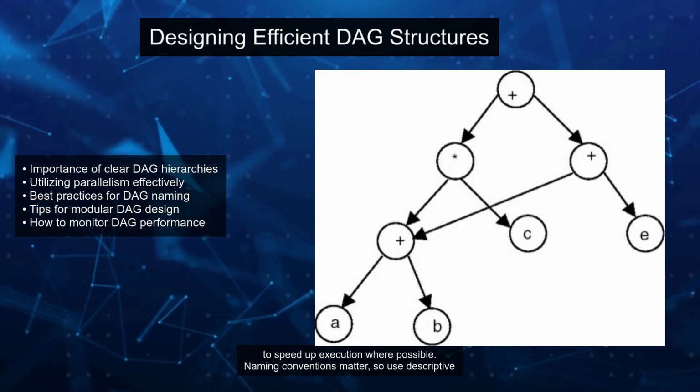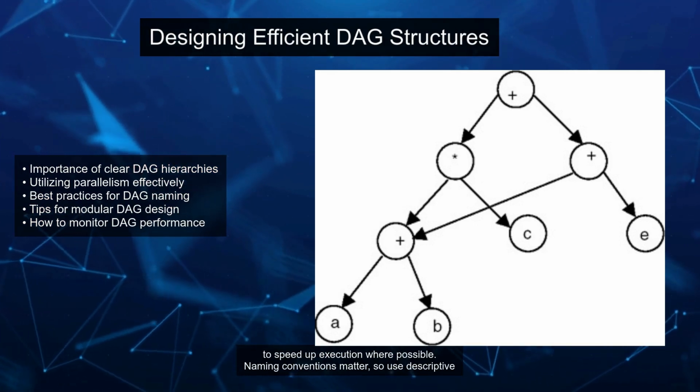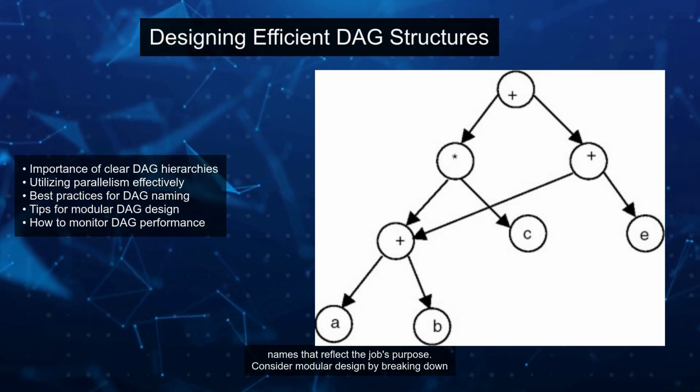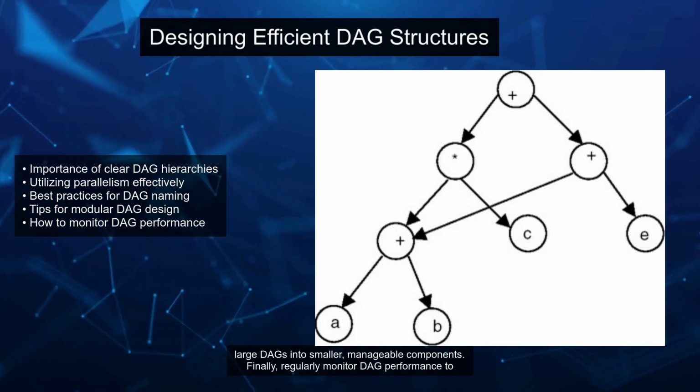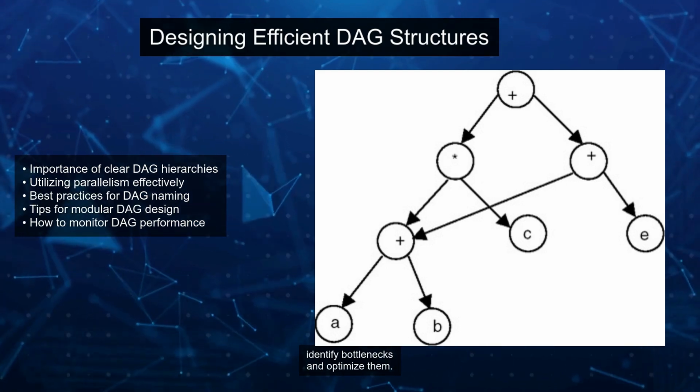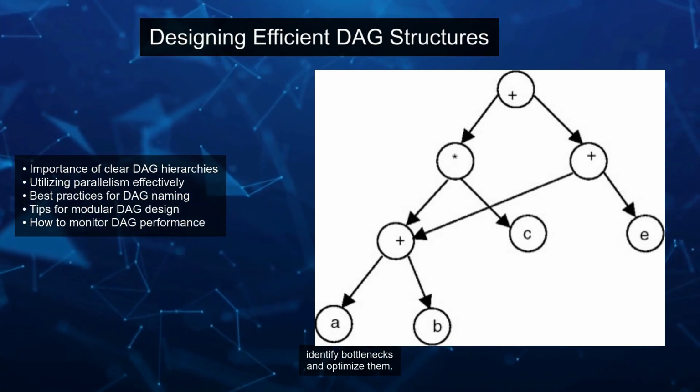Utilize parallelism to speed up execution where possible. Naming conventions matter, so use descriptive names that reflect the job's purpose. Consider modular design by breaking down large DAGs into smaller, manageable components. Finally, regularly monitor DAG performance to identify bottlenecks and optimize them.